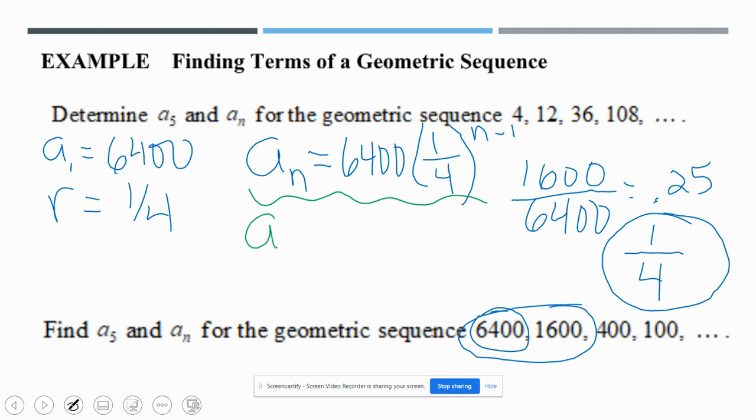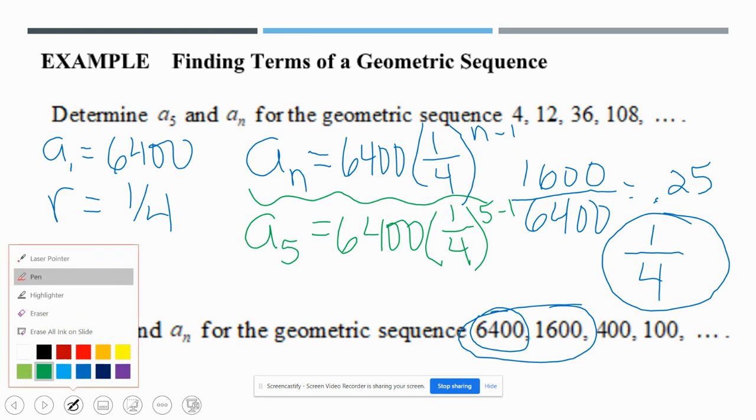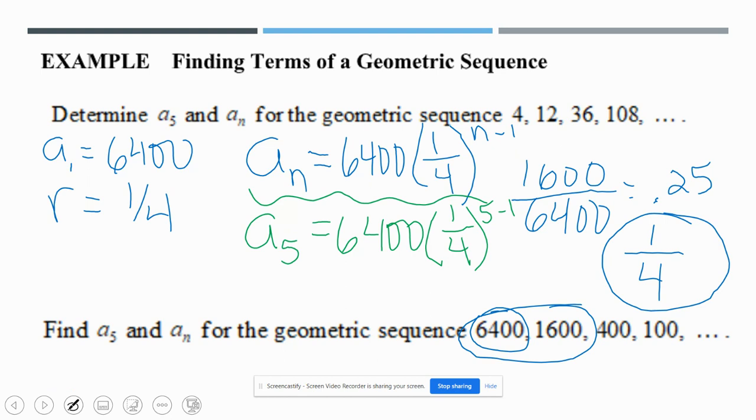Now for the fifth term, we're going to replace our n's with 5. So A sub 5, 6,400 times a fourth to the 5 minus 1 power. Plug that into your calculator exactly as you see it. Or remember, start with the 1/4 to the 5 minus 1 power. You do have to have parentheses around that 1/4 in the calculator. And then you probably will need parentheses around that 5 minus 1. Take that answer times the 6,400. And our fifth term is 25.